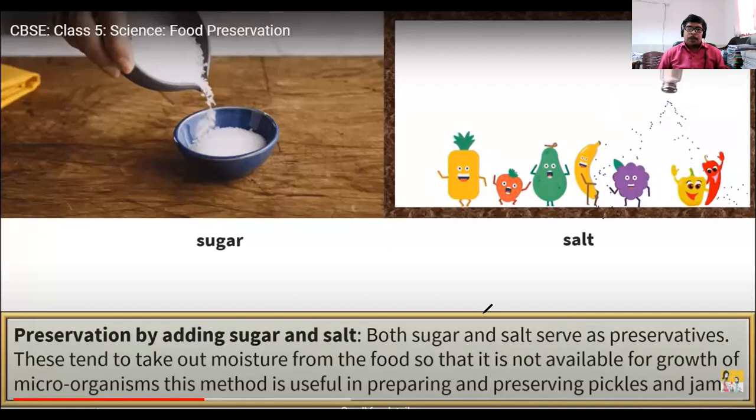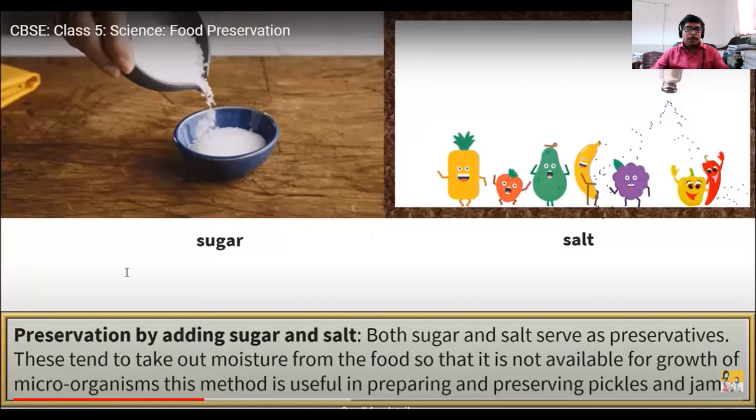Look at sugar and salt, like the lemon pickle prepared at home, or murabba is made. So how is murabba prepared? By adding sugar. And how is the pickle of lemon prepared? By adding salt. What happened there? By the adding of sugar and salt, the moisture is taken out.